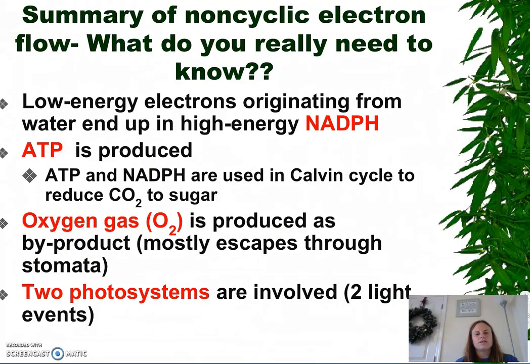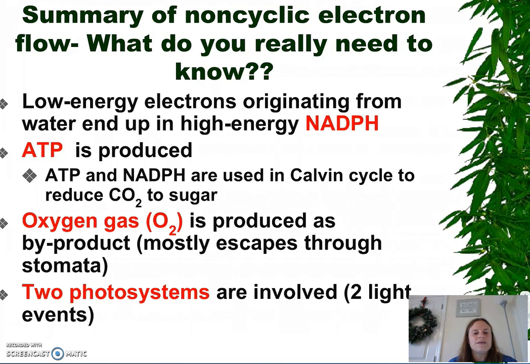So here's non-cyclic electron flow, or non-cyclic photophosphorylation in a nutshell. The low energy electrons originating from water end up in the high energy NADPH. The water replaced electrons that were missing in photosystem 2, which ended up becoming excited, entering an electron transport chain. That electron transport chain created energy, which will be used in the Calvin cycle. The electron ended up in photosystem 1, got excited by the photons of light being absorbed, entered an electron transport chain, and then ended up in NADPH.